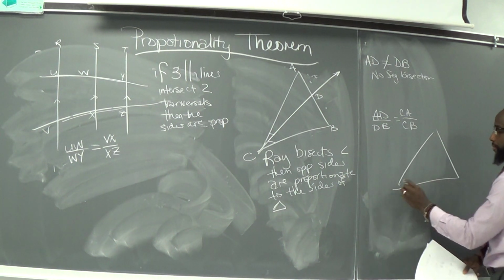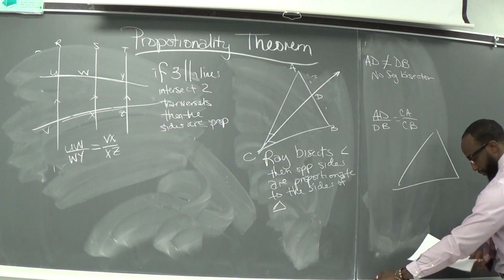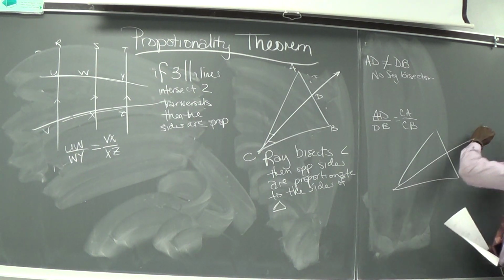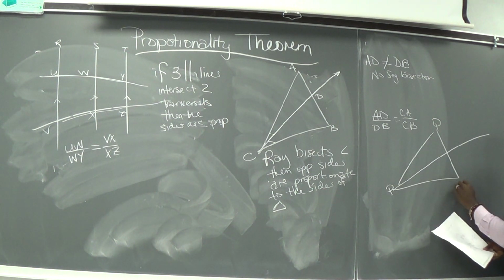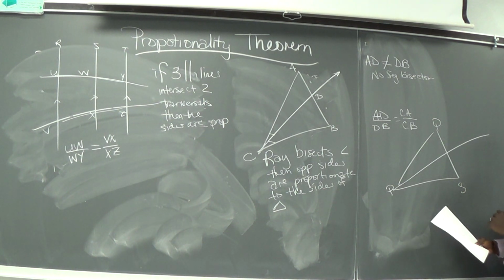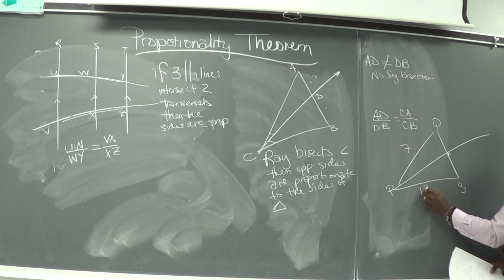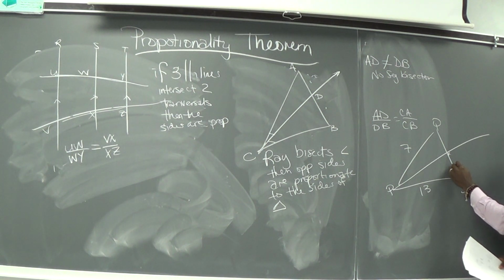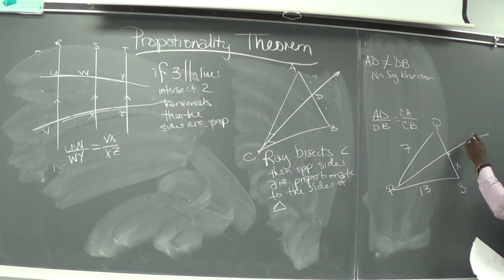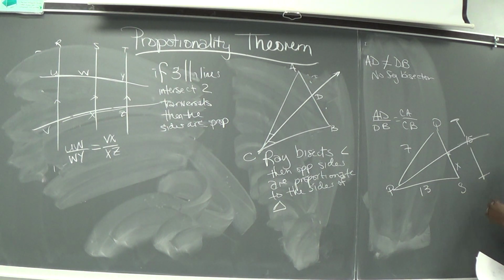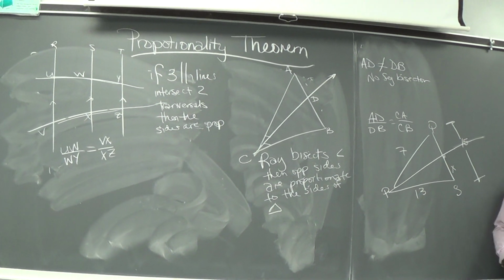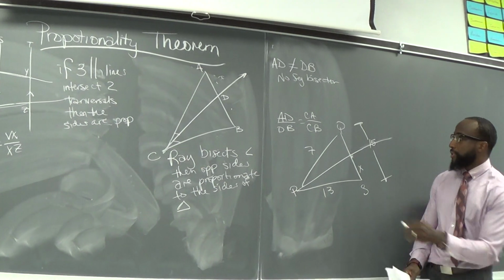Alright, so here we go. We got a triangle, and it is bisected. PQS, we'll call this R. This is 7, this is 13. This side is X. The whole thing is 15. Right, the whole thing is 15. Is that an R? Yeah, that's an R.